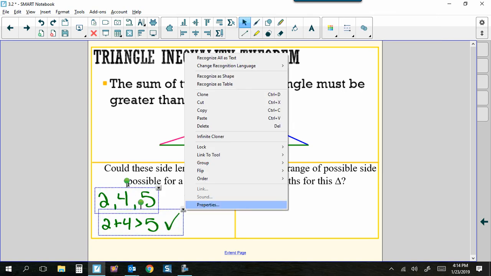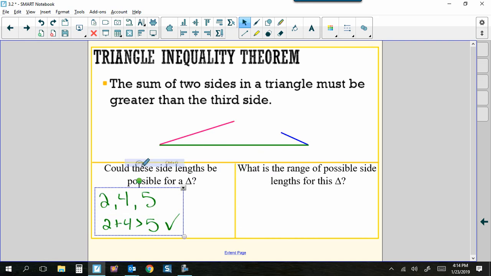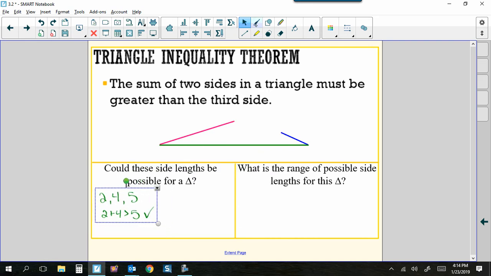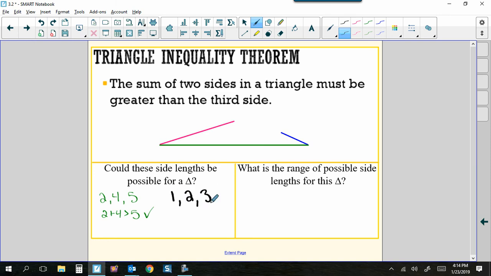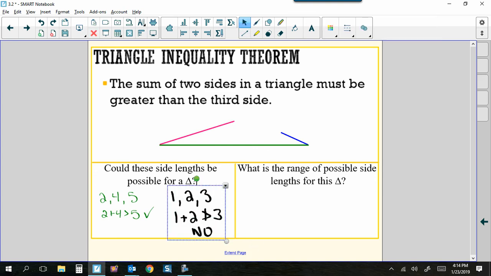An example that would not work, go ahead and make this a little smaller, would be if I went 1, 2, 3. 1 plus 2 is 3. 3 is not greater than 3. So no. So remember, equal won't work. It has to be greater.